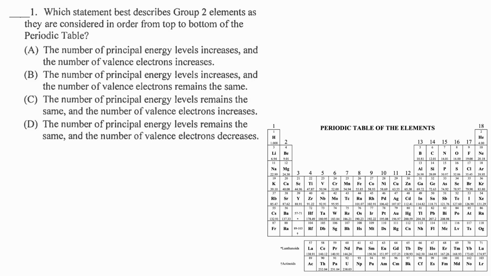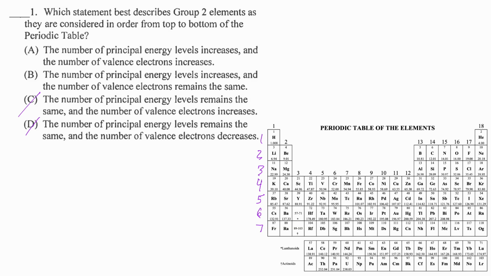So before we answer this question, I want to go over a few things with the periodic table. The first is, remember from our electron configuration chapter that as you go down in periods, you are increasing the number of shells or energy levels on your atom. So as you are going from top to bottom on the periodic table, we know that you are increasing the number of energy levels. So we already know that C and D are not correct because it says the number of energy levels remain the same.